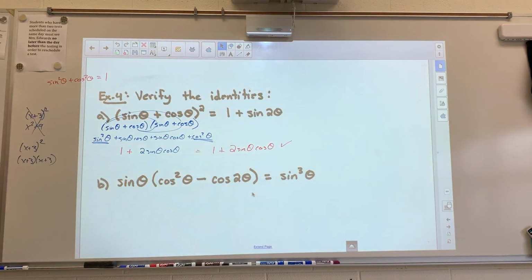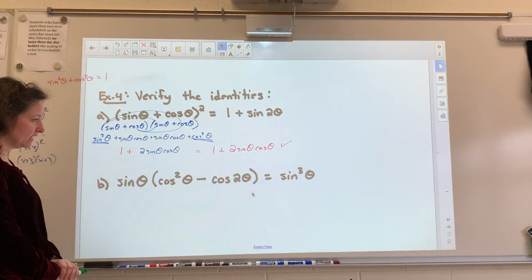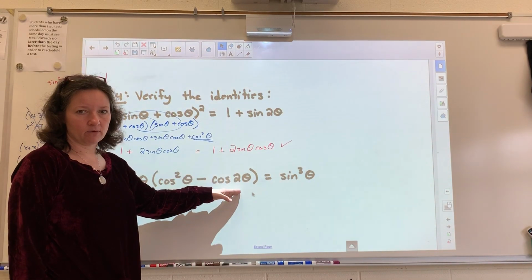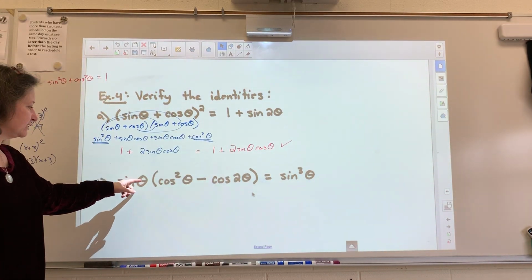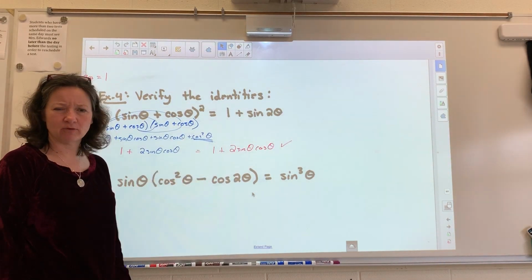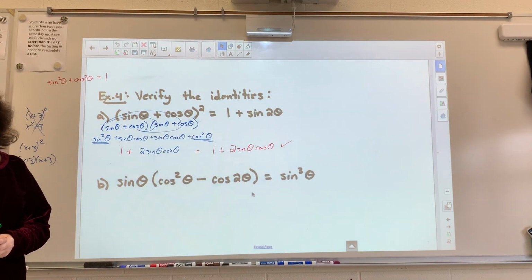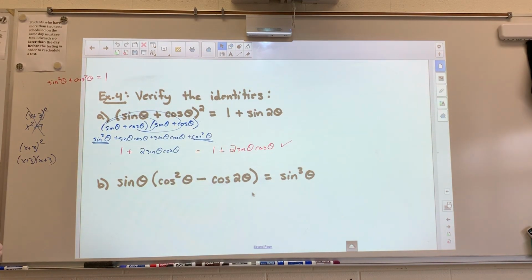Which side looks more complicated? The left. So we're going to start with that. So, any ideas? Well, I see cosine double angle. Over here I see sine of just a regular angle, cosine squared of just a regular angle. So that double angle looks out of place to me, because it is. So the first thing we want to do is rewrite cosine using its double angle formula.